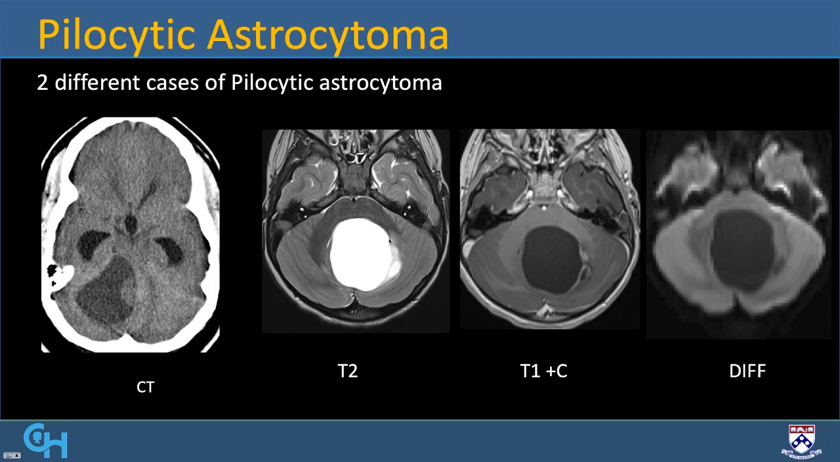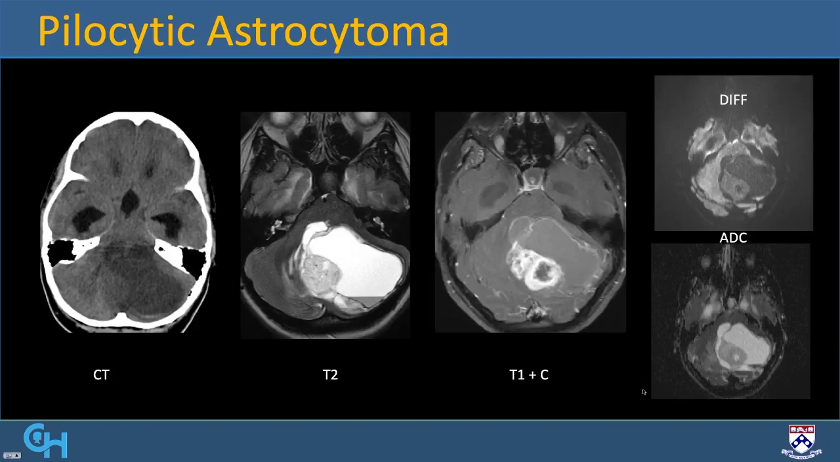On MR imaging, you can see this in another case. You can see the large cyst, which is typically following fluid signal on T2 and T1. And you can see the more solid mural nodule, which is showing enhancement. And notice the absence of diffusion restriction in this case. On the contrast enhanced image, you can notice that there is some mild enhancement along the rim of the cyst.